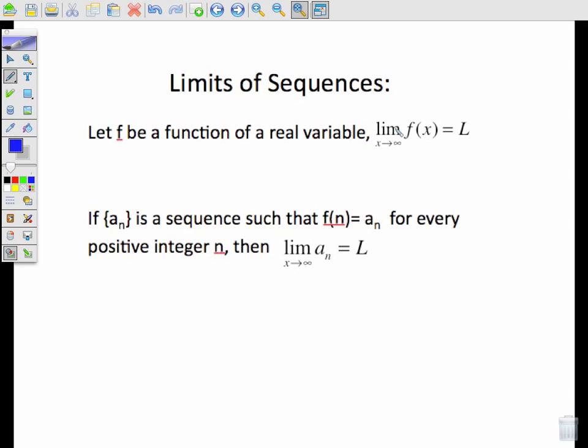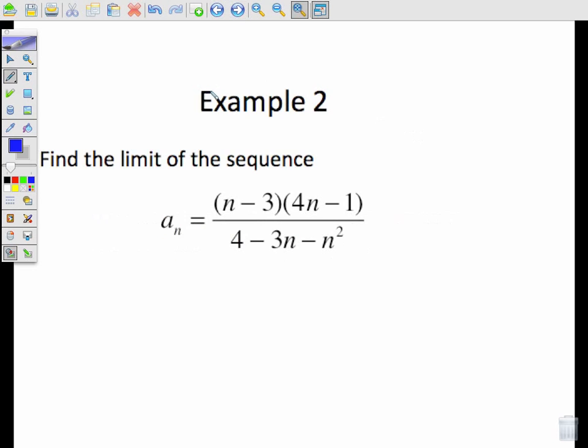Limits of sequences. Let f be a function of real variables. The limit as x approaches infinity of the function equals L. If a sub n is a sequence such that f of n is equal to a sub n for every positive integer n, then the limit of the sequence is also equal to that same number. So we can use sequences and follow these same rules that we've been applying before.